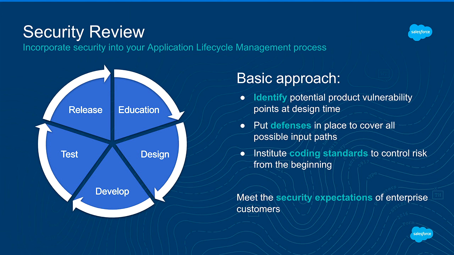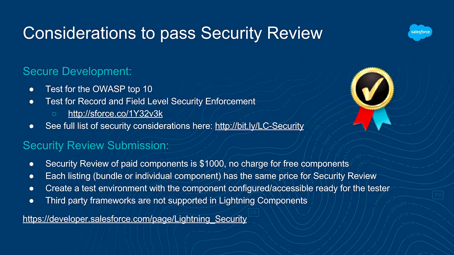Basically, during security review, we go through your component, make sure there's no vulnerabilities, make sure a hacker couldn't get in there and mess something up. And basically, we prepare your component for enterprise-level customers by giving it this stamp of approval. So how do you pass security review? Well, there's a few considerations that are on this bit.ly link, LC-security. But some of them are you should test for OWASP top 10, which is the top 10 vulnerabilities that we see most often. So make sure that your component upholds those.